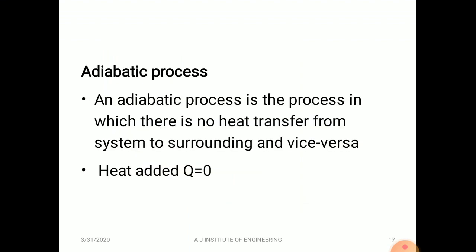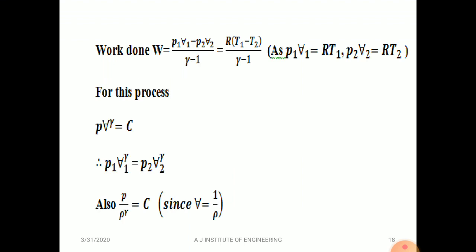Next, the adiabatic process. An adiabatic process is a process in which there is no heat transfer from the system to the surroundings or from the surroundings to the system. So heat added Q equal to 0. Now work done for the adiabatic process is given by (P1 V1 minus P2 V2) divided by (gamma minus 1), equal to R into (T1 minus T2) divided by (gamma minus 1).